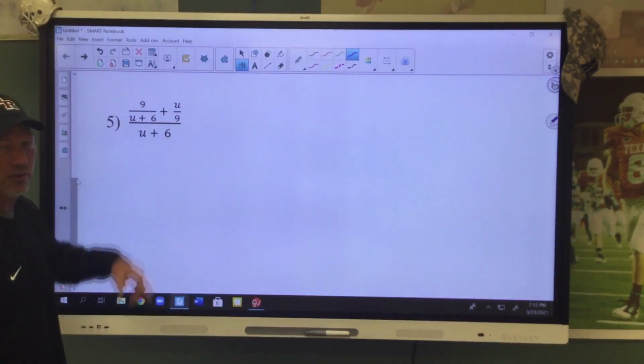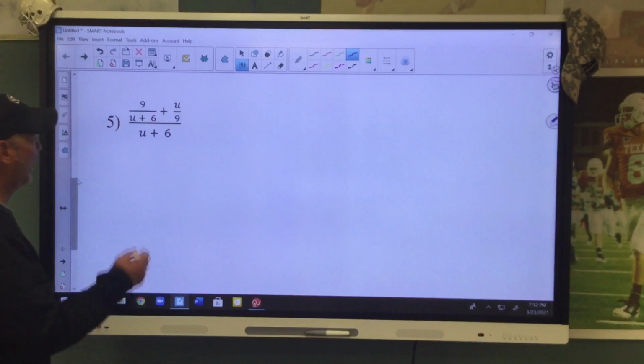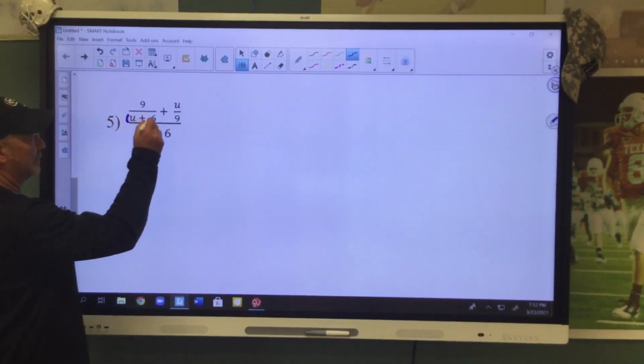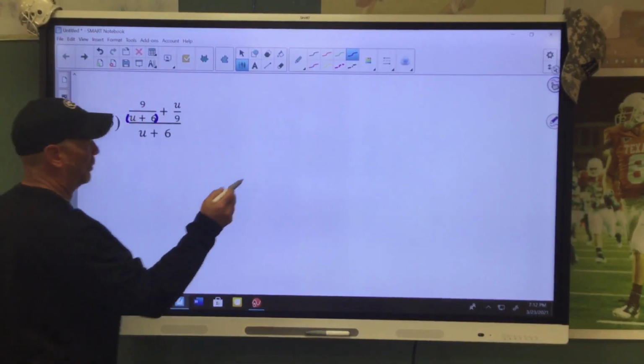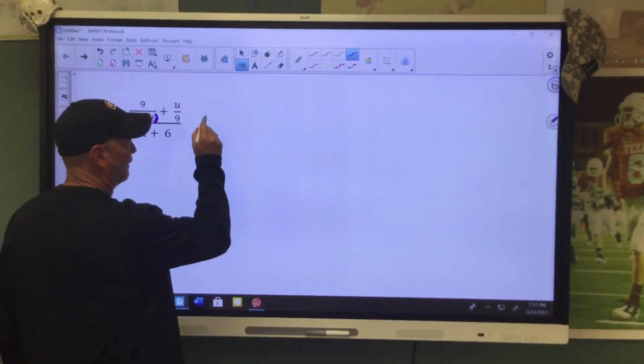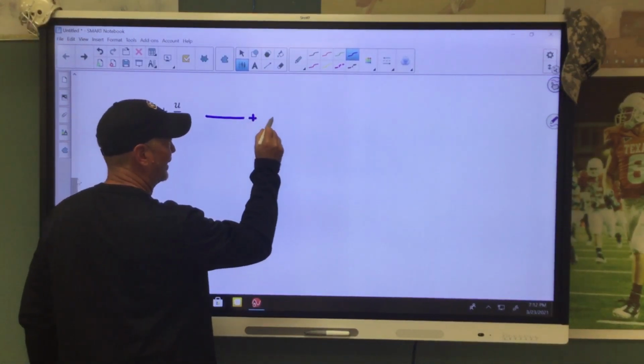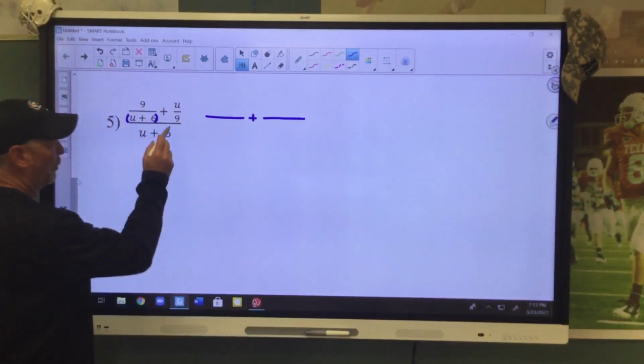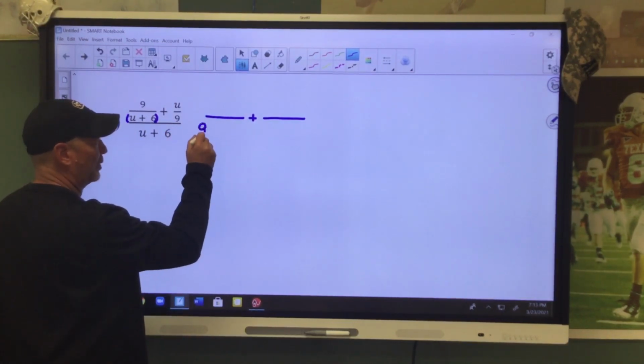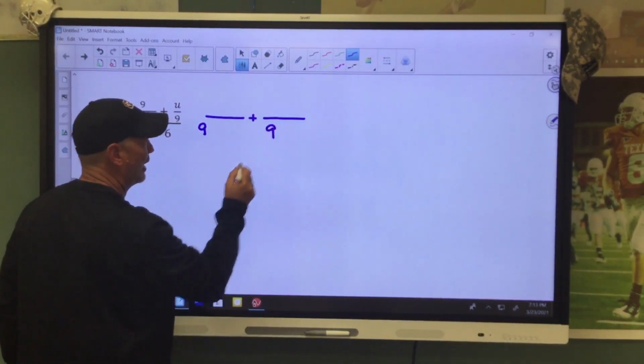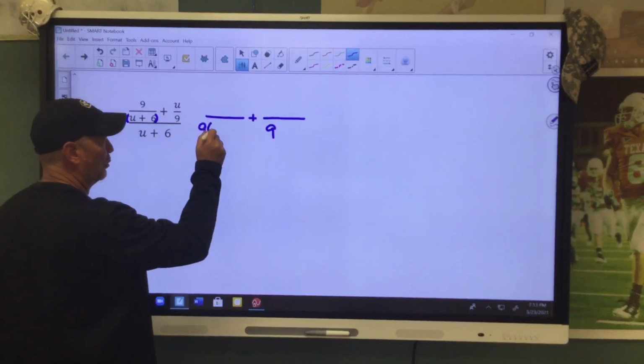So we're going to focus on the top half. I have u plus 6. So I'm going to look for a common denominator so I can add these. I'm going to need a 9 outside the parentheses, but I'm also going to need the u plus 6.